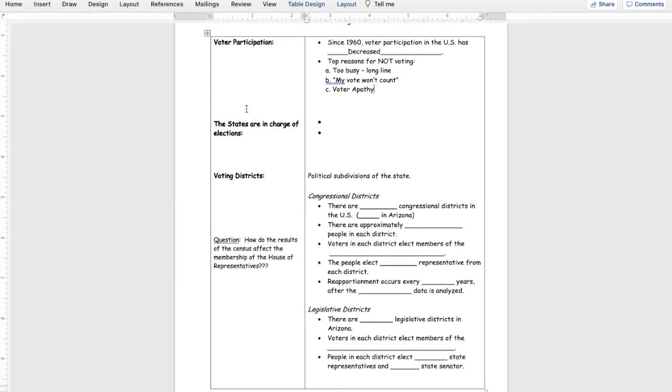You don't care about government. You don't care about politics. You don't care who wins, so you're not going to vote. You don't even want to think about it. That is a huge reason why some people don't vote in this country.